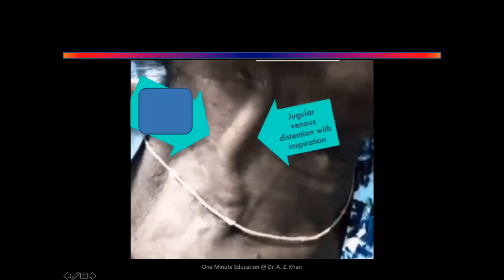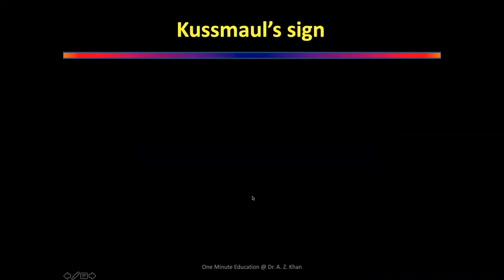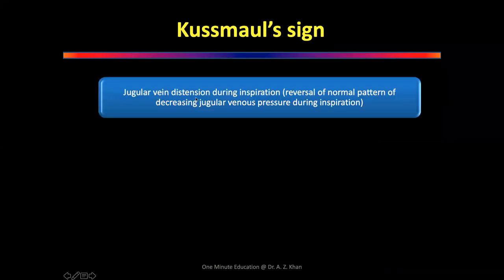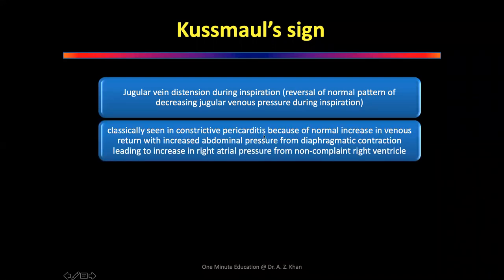What have I marked out? I blanked out something here. It's seen in a type of respiration. Sorry, not respiration. It's a sign. What have I blanked out? It's called the Kussmaul sign. Okay, Kussmaul sign. It's jugular venous distension during inspiration, and classically seen in constrictive pericarditis.